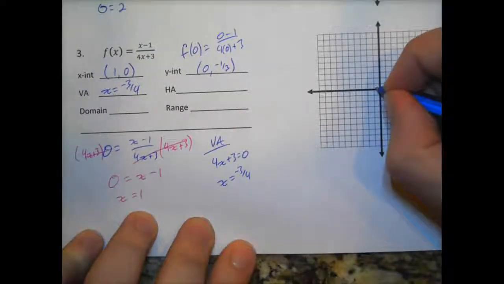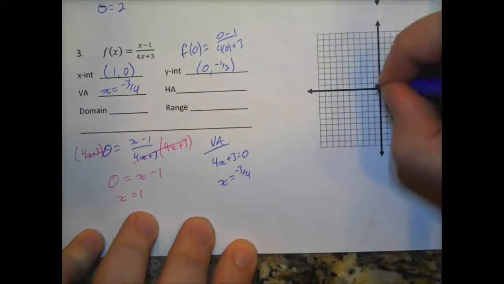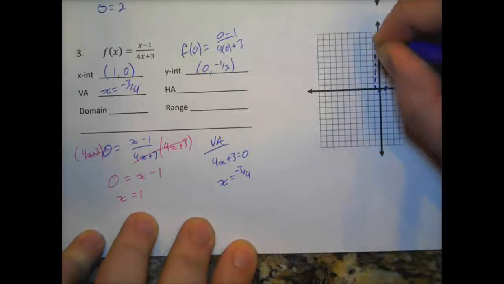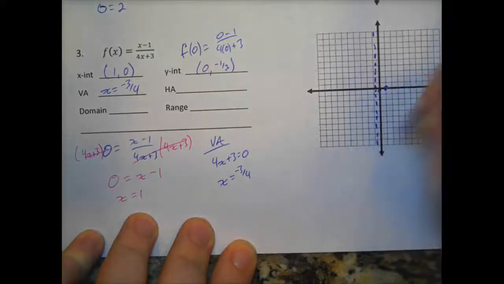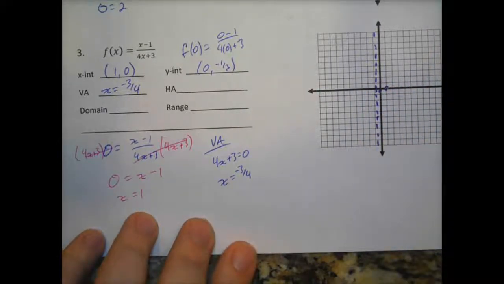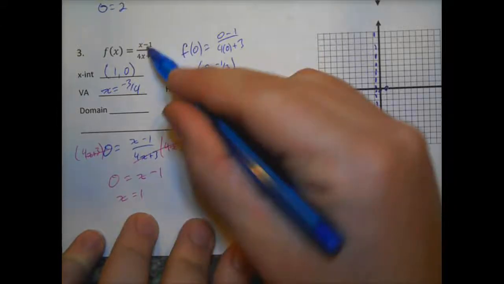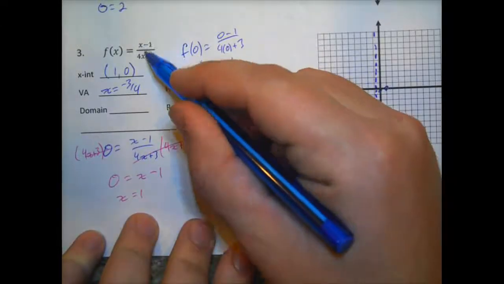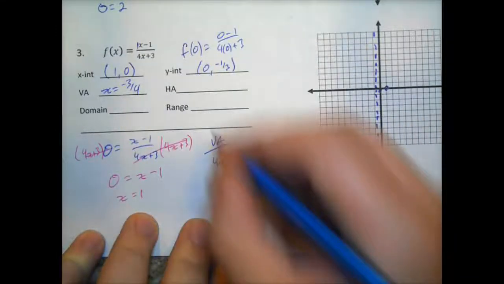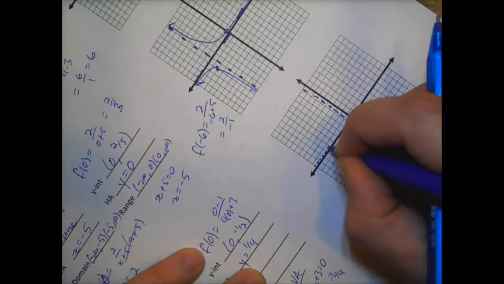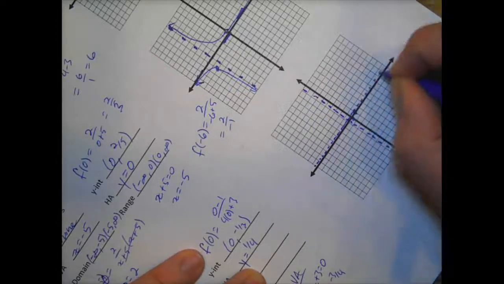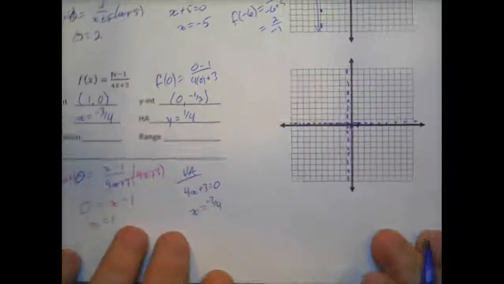So I have a vertical asymptote right there. And then horizontal, notice here, I have x to the first up here. I have x to the first in my denominator as well. So I take the coefficients, and this would be y equals 1 over 4. So I have just barely above my 0, another asymptote. Right, so there's our asymptotes.